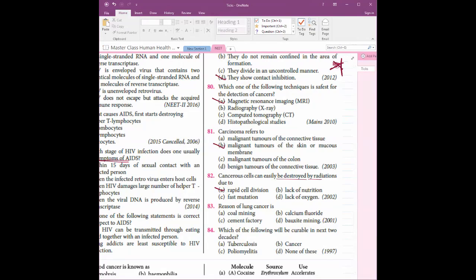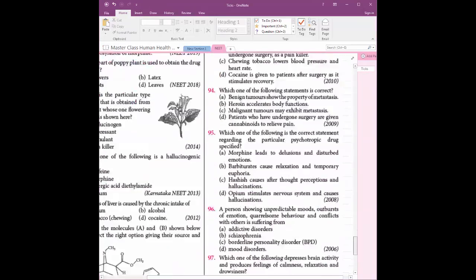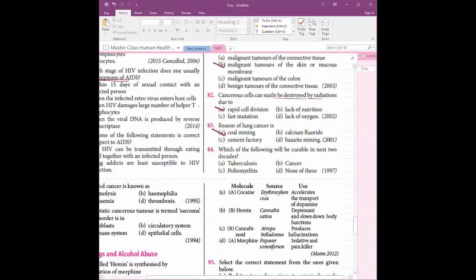Okay, reason for lung cancer, once again, very simple, guys. It is nothing but coal mining. Okay, next, which of the following will be curable in the next 2 decades? Tuberculosis, poliomyelitis, cancer, none of these. What do you think, guys? Who is going to be curable? Yes, very nice. It is nothing but your cancer.